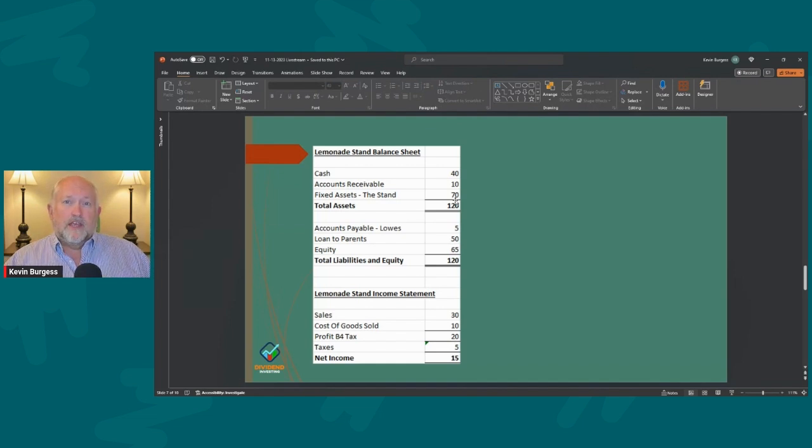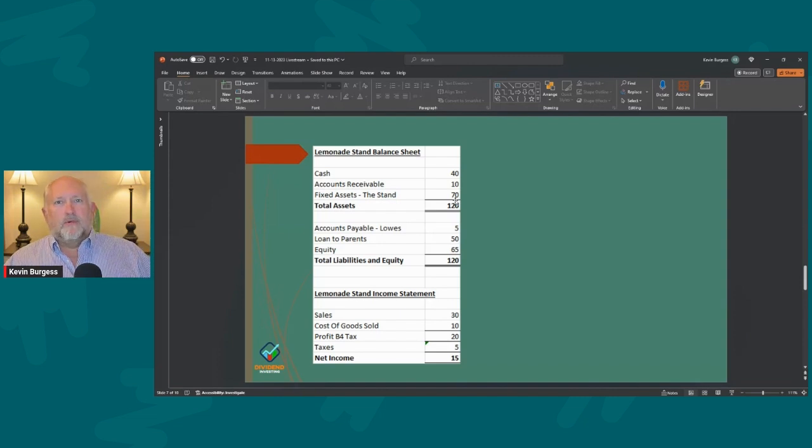If he doesn't, if he stiffs you for the lemonade, you're going to have to write that off. It's going to go against your NOPAT. But for right now, he owes you $10. You got fixed assets of 70. To build your stand, you took a Lowe's charge card, and you bought some things at Lowe's for $5. You still owe Lowe's for that. You obviously still owe your parents $50, and now you have equity of $65.